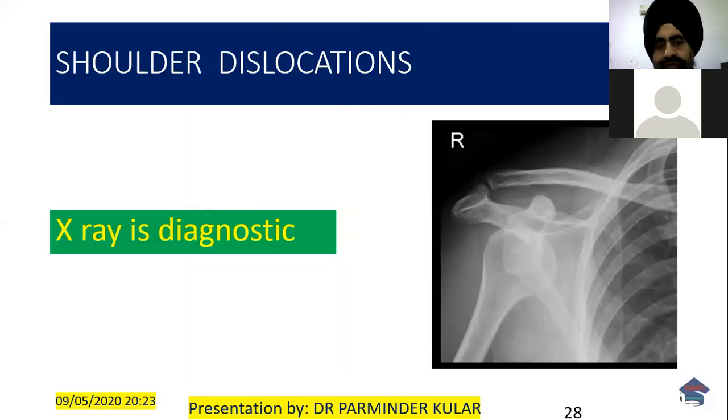When a patient of trauma comes, we need to get an X-ray done. On the X-ray, we will find the glenoid cavity and an outline of the head of the humerus. They are overlapping each other, which normally should not be. So this is the case of dislocation of the shoulder. X-ray is usually sufficient for the treatment purpose initially.